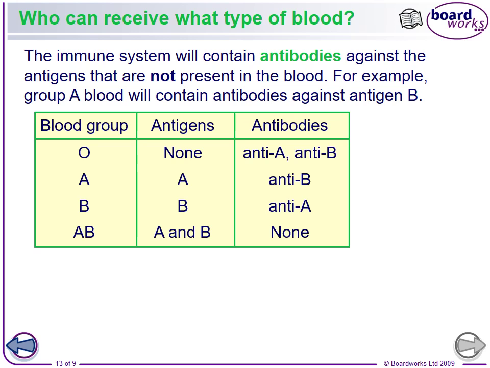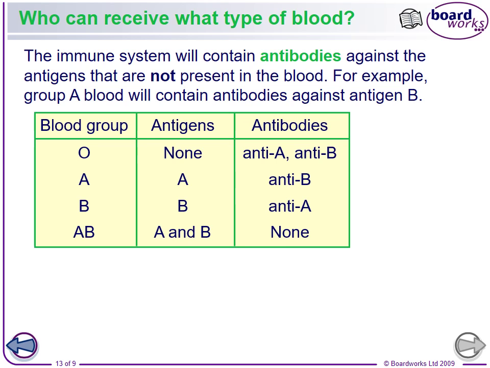Okay, so blood group O has no antigens. Blood group A has A antigens. Blood group B has B antigens. And blood group AB has A and B antigens. So blood group AB can take any blood type. It doesn't fight any of it. Blood type B has anti-A, therefore it only takes antigen B.